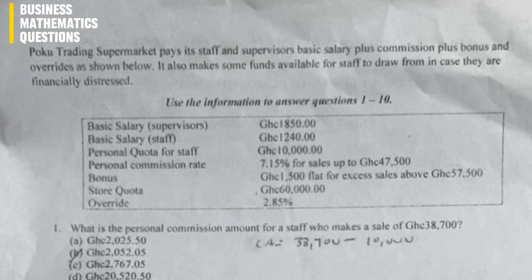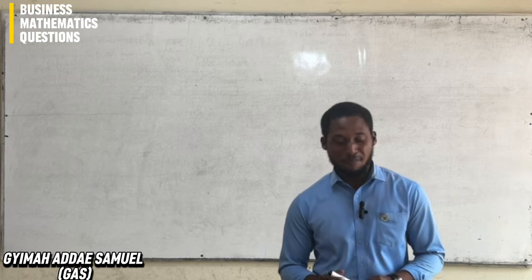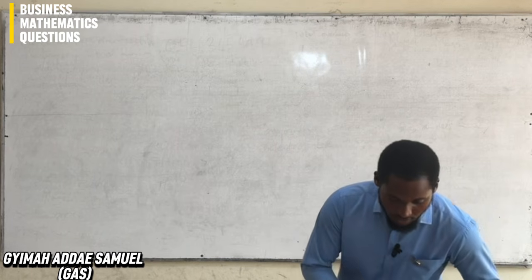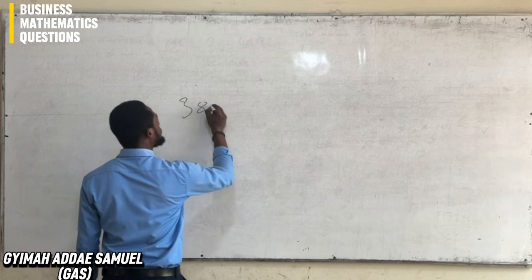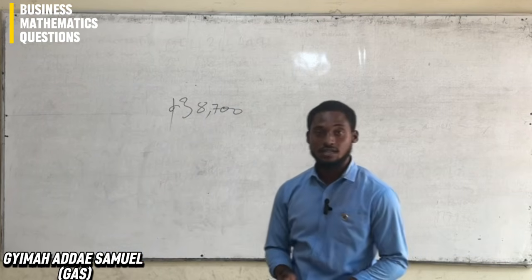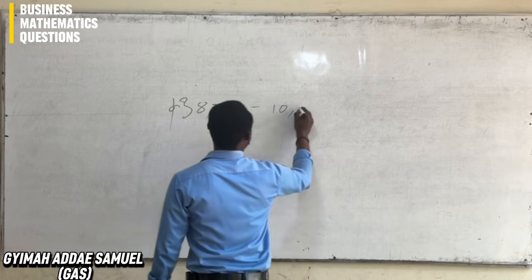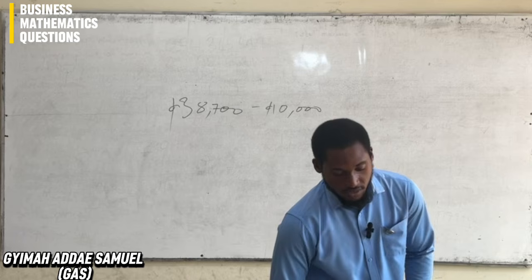It says, what is the personal commission amount for a staff who makes a sale of 38,700 Ghana cedis? And we know that commission amount is sales minus quota. This question specifically wants you to calculate the commission amount. So the sales stated in the question is 38,700 Ghana cedis, and the quota given is 10,000 Ghana cedis. So when you subtract, you are getting 28,700.